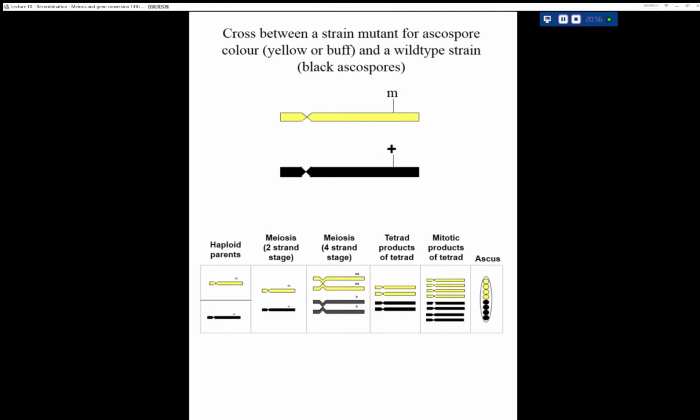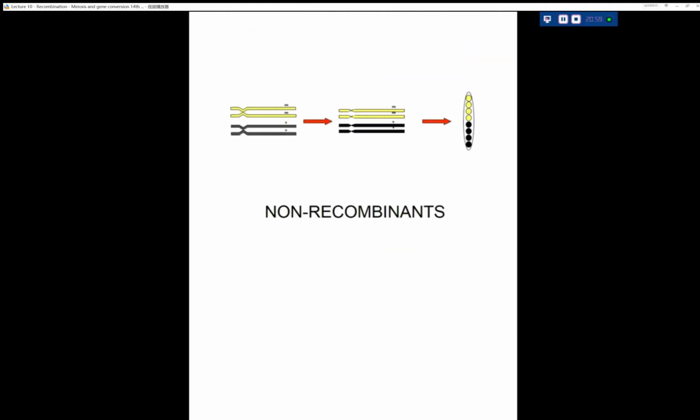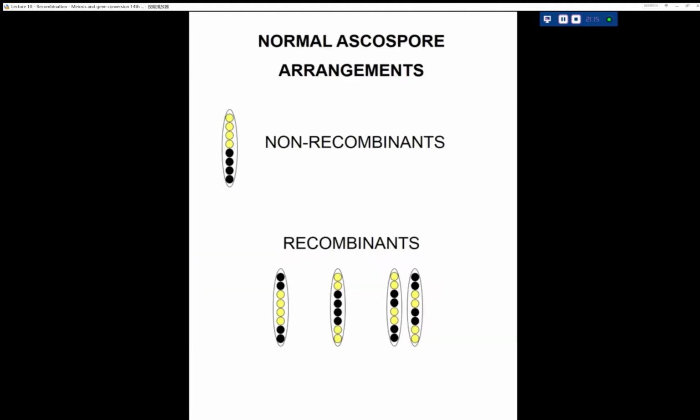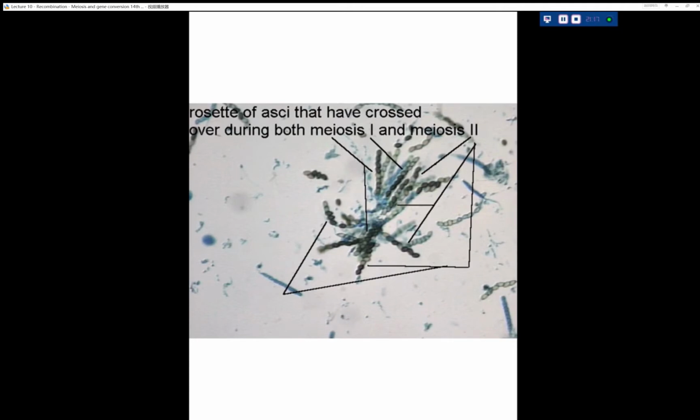you get this nice linear arrangement. Okay, so those are the non-recombinants. Now I'm going to go through a scenario where you get homologous recombination, or crossing over, taking place between these chromosomes. That's a rubbish slide, especially in this light, but that's meant to show 4 black and 4 yellow ascospores. Okay, but here you can see there are some other arrangements. You can see arrangements that don't conform to that 4 yellow and 4 black. If you can't see it, trust me, it's there.